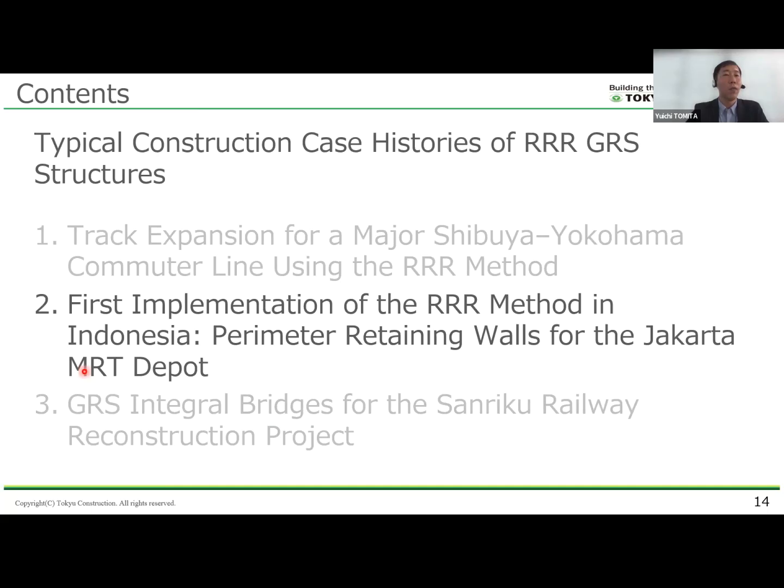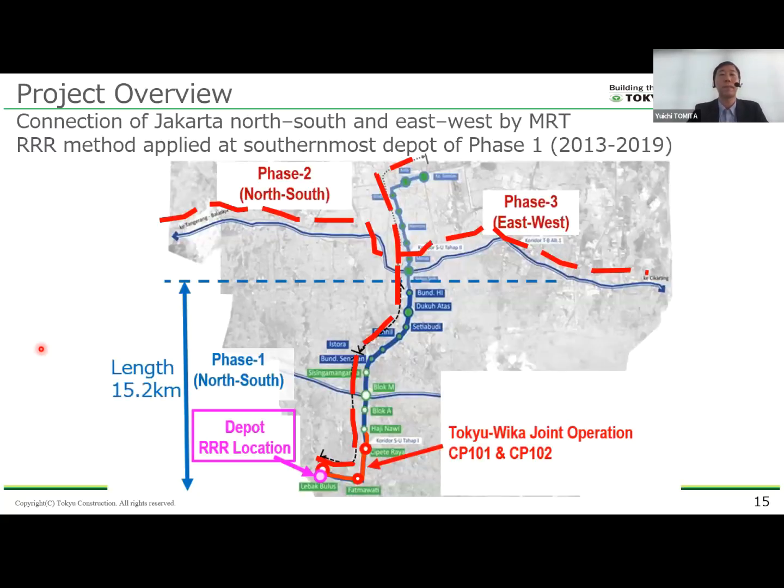Second is the first implementation of the 3R method in Indonesia, perimeter retaining walls for the Jakarta MRT depot. The aim of this MRT network is to connect the north-south and east-west of the capital city of Indonesia, Jakarta. Our company was responsible for the south end sections CP101 and CP102 of phase 1. The 3R method was applied at the vehicle depot located at the south end here.